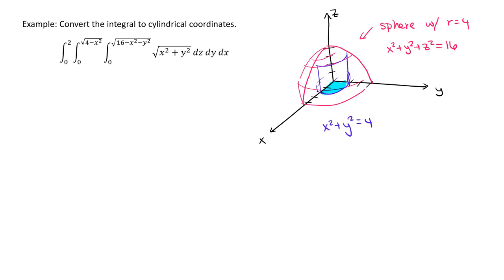So basically the object that we're integrating over, on the bottom, kind of looks like this cylinder. I guess it's a chunk of this cylinder, we could say, in the first octant. And then the top of that object is this sphere with a radius of 4. And so that's the volume that we're integrating over. So let's see if we can convert this into our cylindrical coordinates.